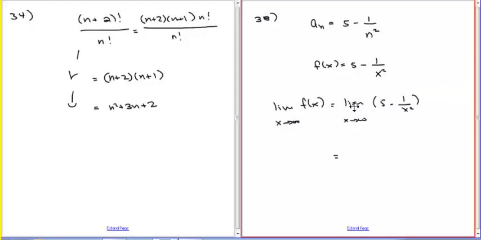And so what we can see is that the limit of 5 is just 5. And the limit of the second term is going to be 1 over infinity squared. So this term is 0. So the answer is 5. So the limit of this is 5. Therefore, the limit of 5 minus 1 over n squared as n goes to infinity is also equal to 5.